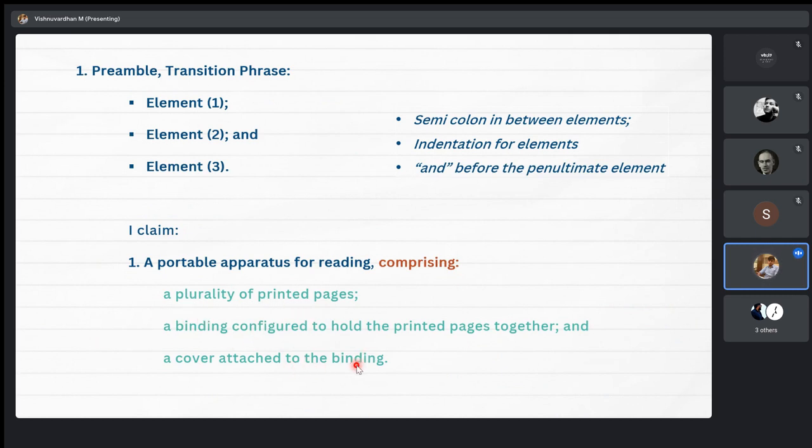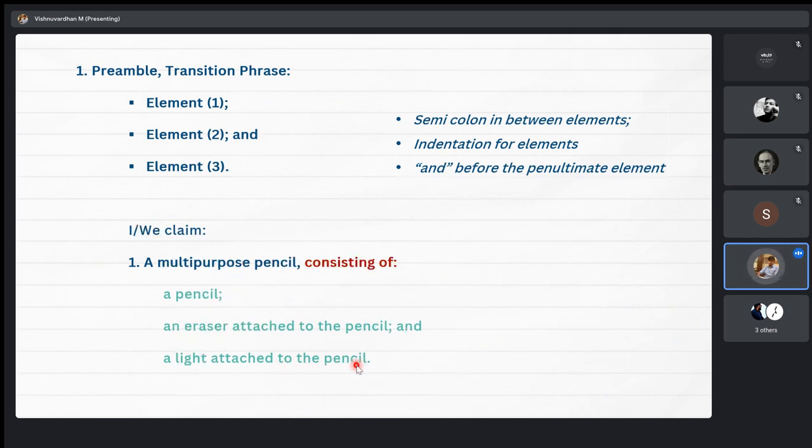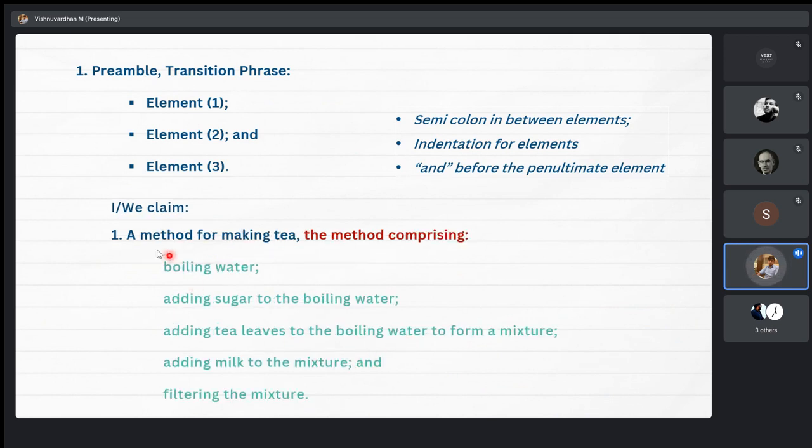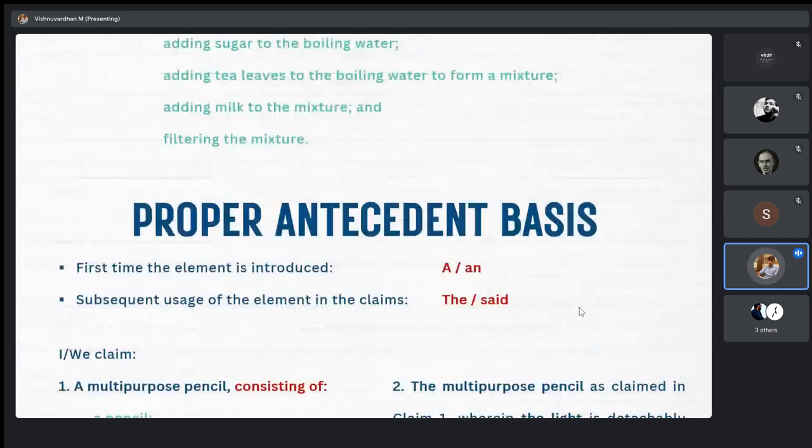So the binding, since it has already been introduced. Same thing here, the pencil, I've already explained it. And even here for tea, a method for making tea: boiling water, adding sugar to the boiling water, which is already introduced, then adding tea leaves to the boiling water to form a mixture, and then a mixture becomes the mixture. Then filtering the mixture, because it has already come into play. Cool. So this is antecedent basis.